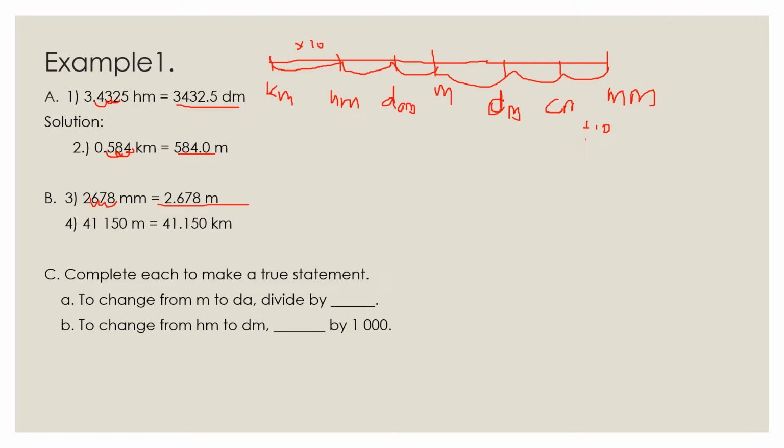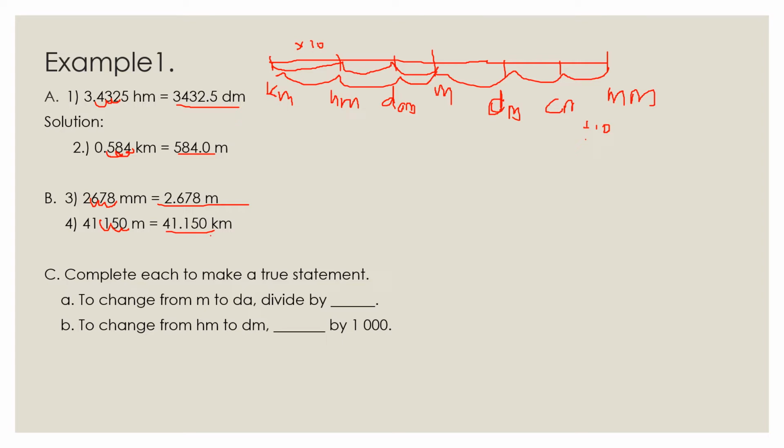Correct? Next. So, we have 41,150 meters to kilometers. Okay? So, it's kilometers. So, we move from here, we move like that. No? So, three. So, 1, 2, 3. Okay, correct. That's why we get this answer. 41.150 kilometers.